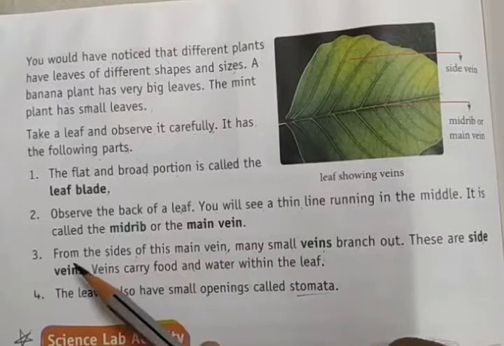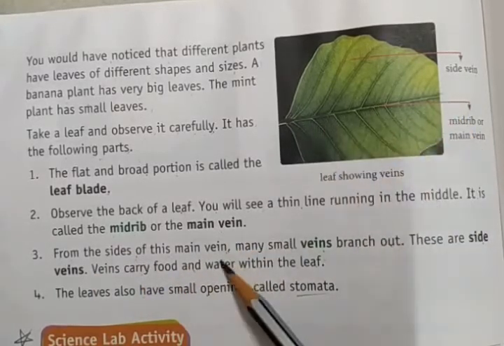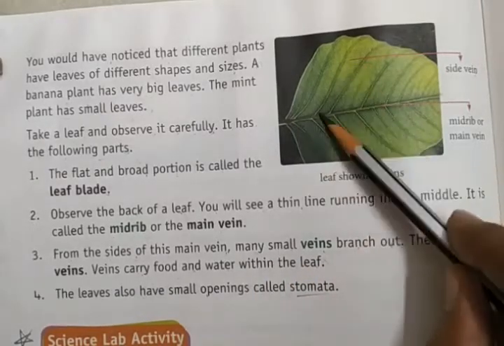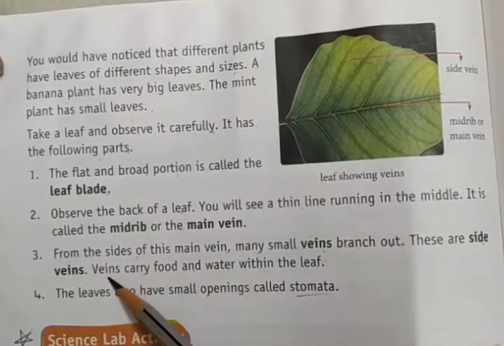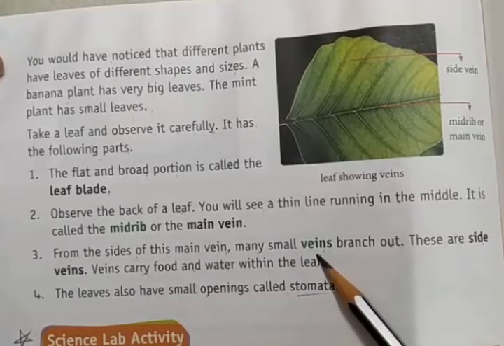From the sides of the main vein, many small veins branch out. These are called side veins. Side veins carry food and water within the leaf.